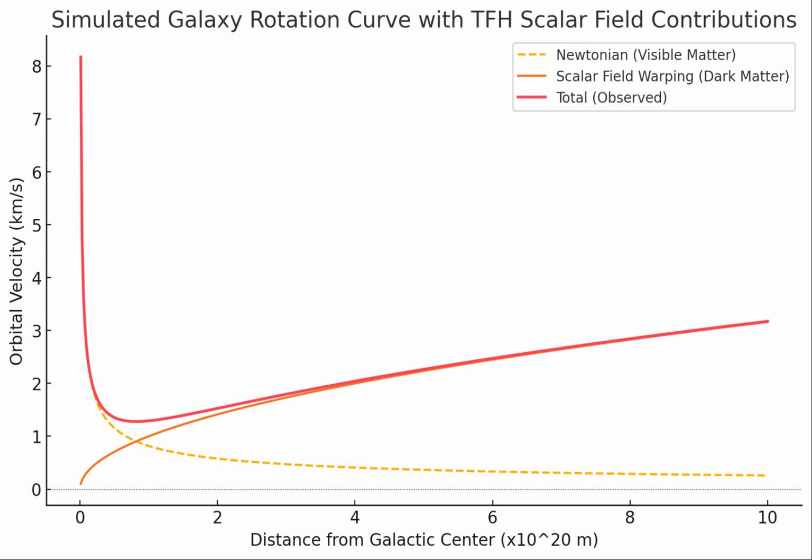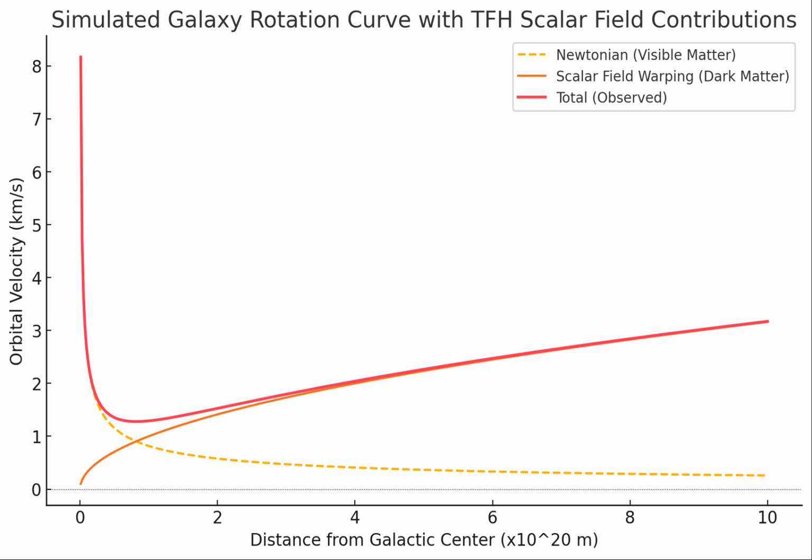1. Newtonian contribution. In classical physics, orbital velocity decreases with distance from the center of mass, as the gravitational force becomes weaker. This is the expected behavior if only visible matter, e.g., stars, gas, and dust, were responsible for the gravitational effects in galaxies.